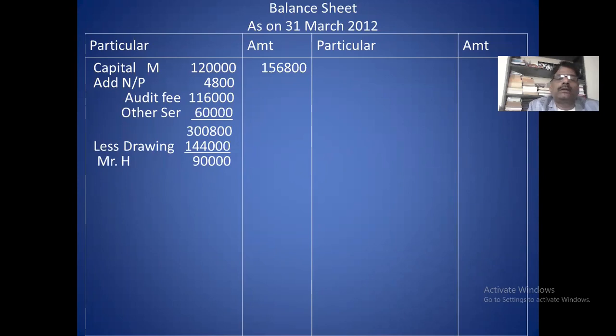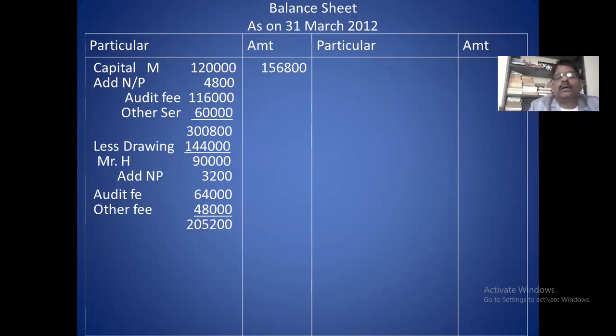Next is H. H capital is 90,000. Add NP, add audit fee, add other fee. Audit fee 20%, other fee 60%. Okay, remaining part. Total. Deduct depreciation and drawing. You deduct the drawing, your answer is 85,200. Capital adjustment is 85,200. Okay.